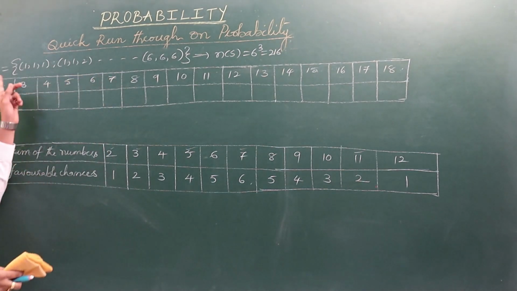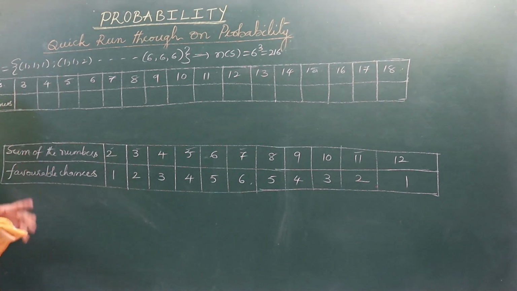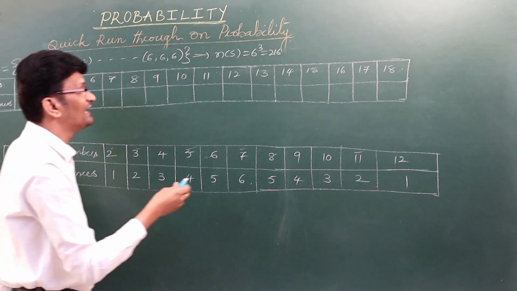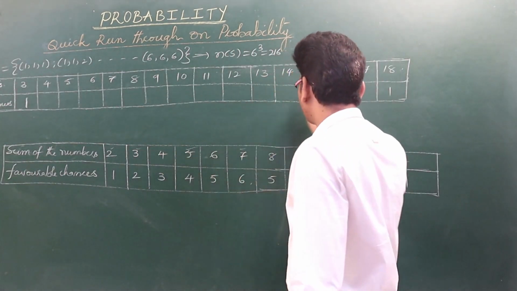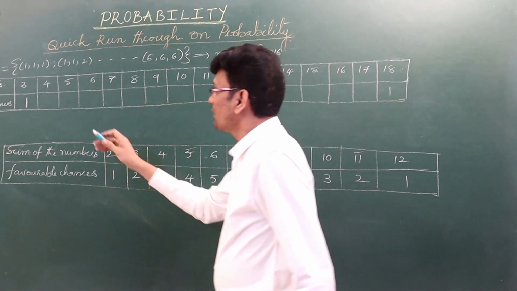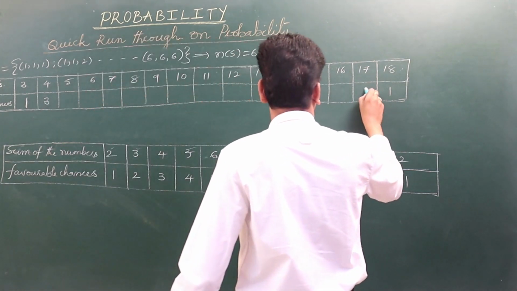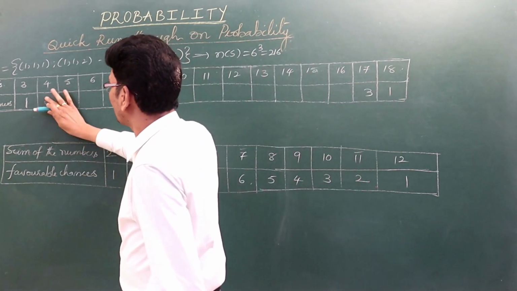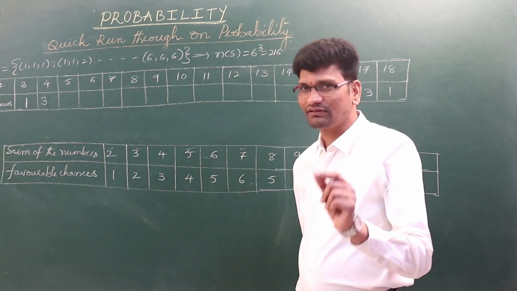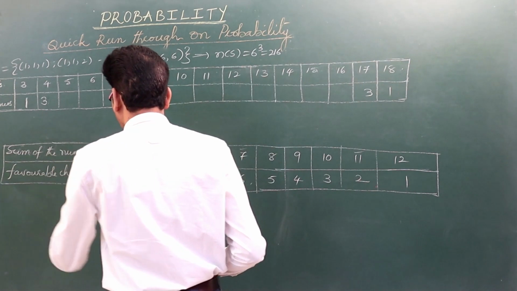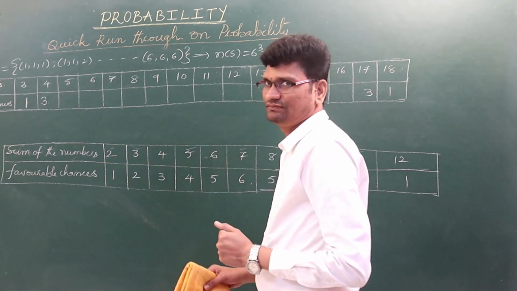Yes, if the sum of the 3 dice is 3, then you will find only one favorable chance. Therefore, here 1, and at last to get 18 also 1. Now I am giving you one shortcut to fill these blanks. 1 plus 2, 3. Here also 3. You observe that logic. 1, then 1 plus 1, 2, plus 1, 3, plus 1, 4. Just you are adding plus 1.